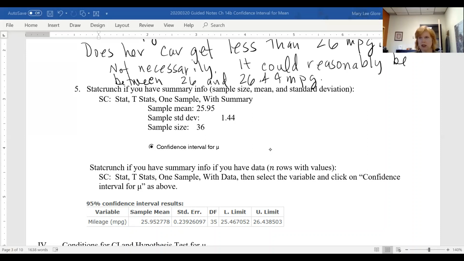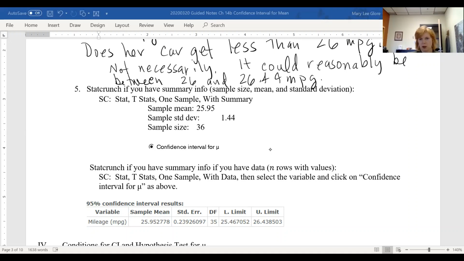And here we would put that sample mean in there. So the sample mean, for the 36 months, the average mileage was 25.95. And her standard deviation was, let me go back, 1.44 miles per gallon, of those 36 months. And I want a confidence interval. So I click on that little confidence interval. And that's all I needed to do. If I had wanted a 99% confidence interval, I just change this to 0.99. But I don't, I want a 95%. So I'm going to hit compute.